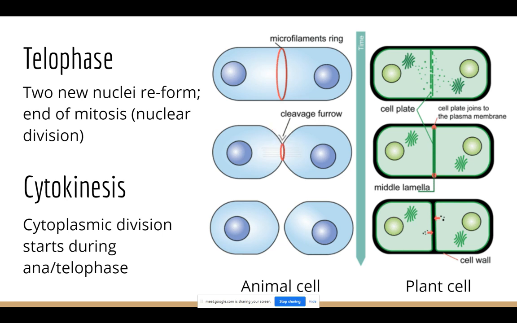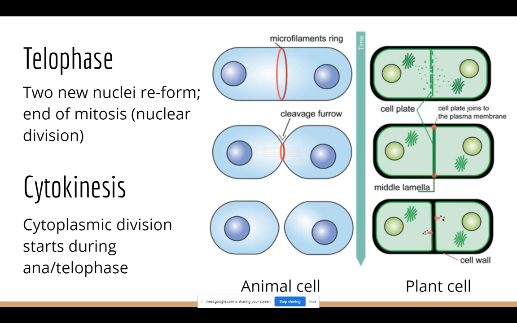So animal cells are pretty simple. They just kind of get squeezed into two, kind of like if you have one bubble and it just separates into two. Plant cells are a little bit harder because they have to build a cell wall in the middle as well. And so plant cells actually have vesicles that form that carry proteins and other molecules that build the cell wall.